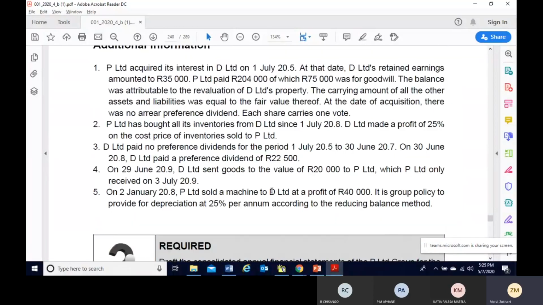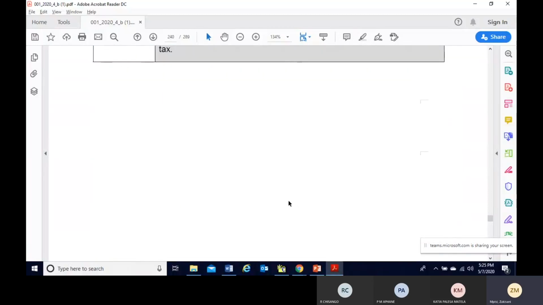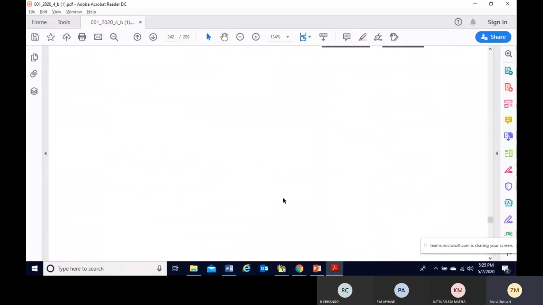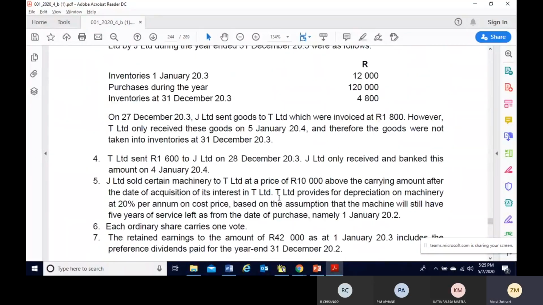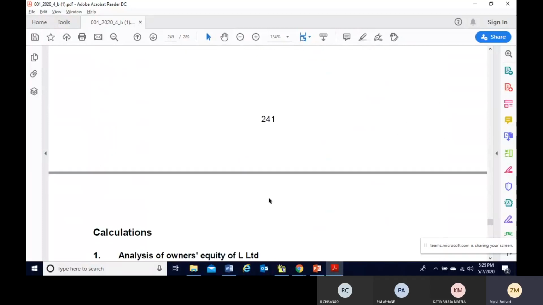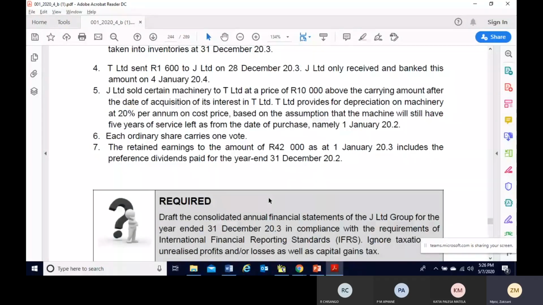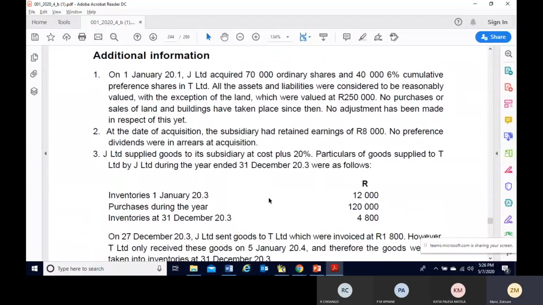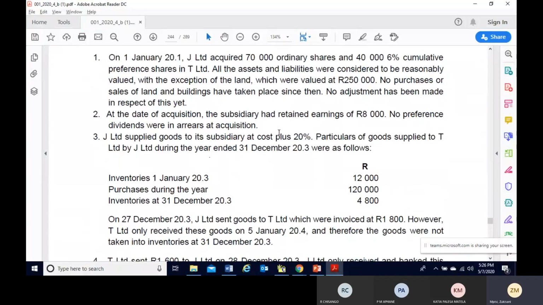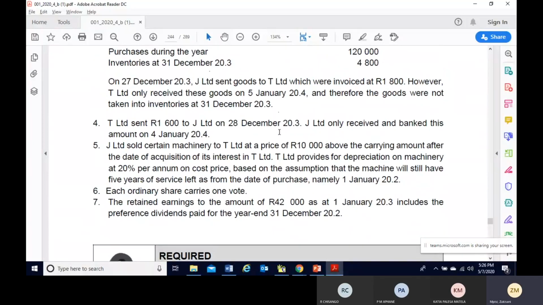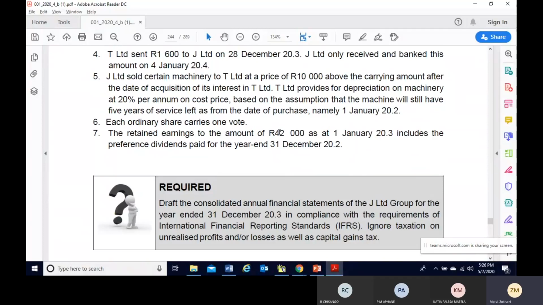Question 2, preference dividends have not been paid, and they were only paid at a later stage. So you will be able to do it, because it's another example. And then on question 3, you've got another one, which is testing, what is it saying about preference dividend? 6%. No adjustment has been made. So please do these calculations.